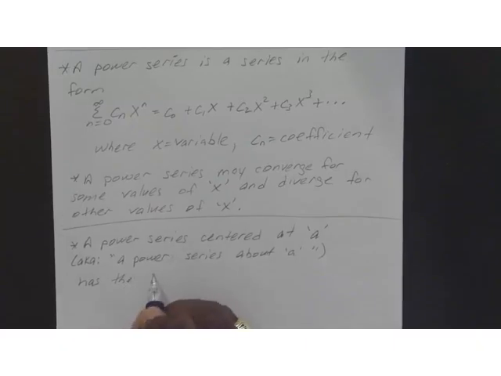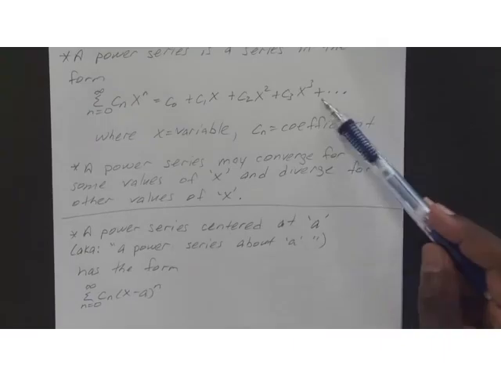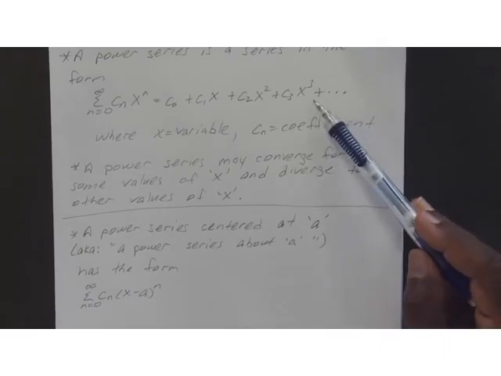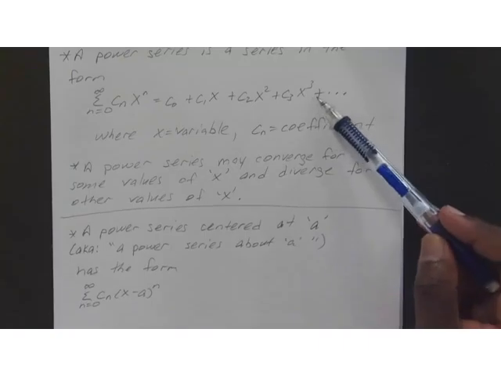So it has the form as the sum from n equals 0 to infinity of your coefficient times x minus a to the power of n. Okay, so that's the only difference between the two. This is a power series centered at 0, and this is a power series centered at some value a. So if a is equal to 0, then it's going to look like this one.